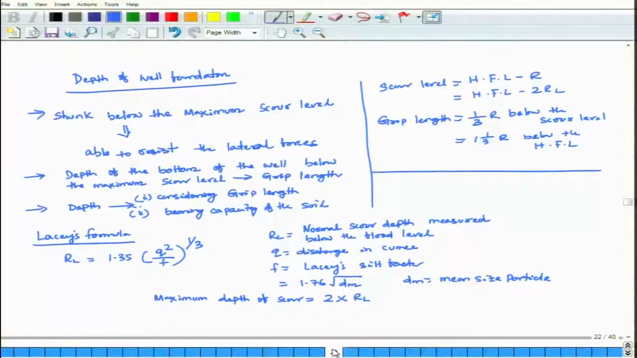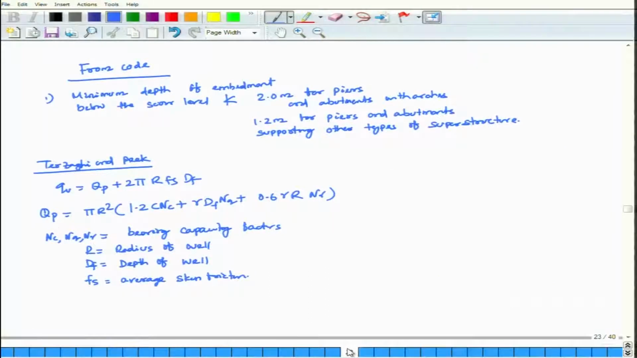below the ground surface. So, it should be below your maximum scour level, and based on Lacey's formula, you can find out the normal scour depth R. So, scour level is equal to highest flood level minus R, and highest flood level minus 2R. Grip length is 1/3 of R below the scour level. Then there are also some provisions from the code that I have discussed, and Terzaghi and Peck have given the values to find out the ultimate bearing capacity of the well.